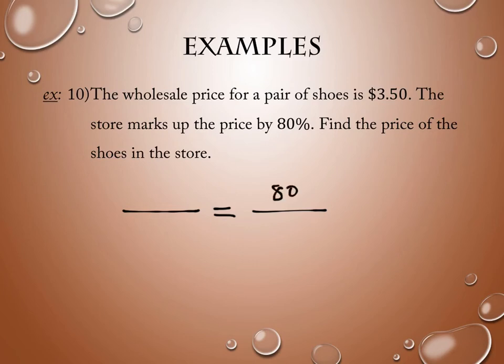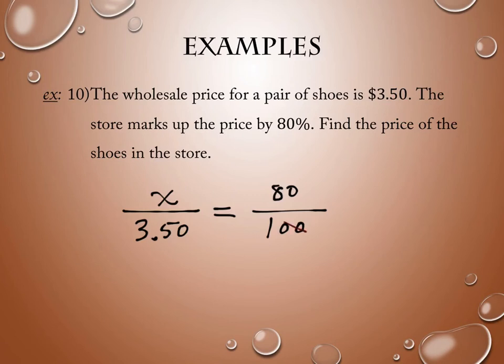80 over 100. And then $3.50 above. The 350 is still the 100% price. We need to know what the 80% markup is. So it's still x over 350 equals 80 over 100.